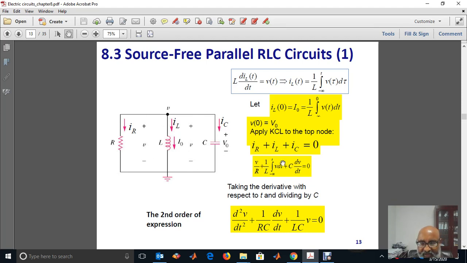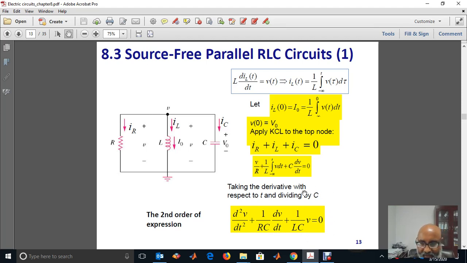Again, this equation is a mix of integration and derivative. So we can remove the integration if we take one more derivative of everything. If we do one more derivative of everything and rearrange, we get this differential equation: the second derivative of V, d squared V by dt squared, plus 1 over RC dV by dt plus 1 over LC V is equal to 0.